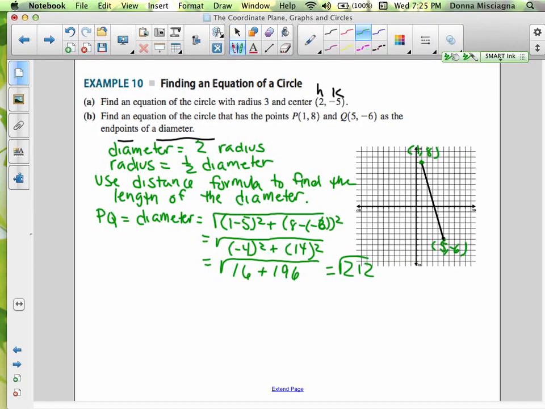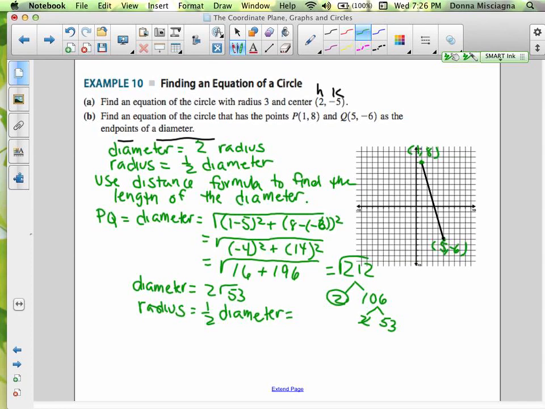All right, so what divides evenly into 212? Well, it's divisible by 2. That would be 106. So that would be 53. 53 is a prime number. So simplified, our diameter, the 2 comes out, the square root of 4 goes away. This would be 2 square roots of 53. Our radius is half the diameter. So what's half of 2 square roots of 53? Just the square root of 53.